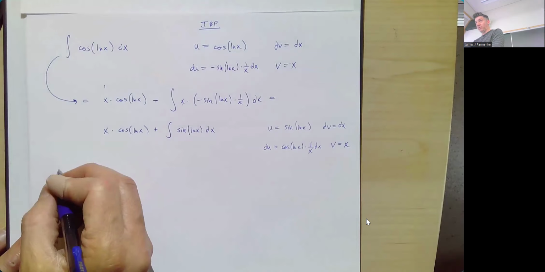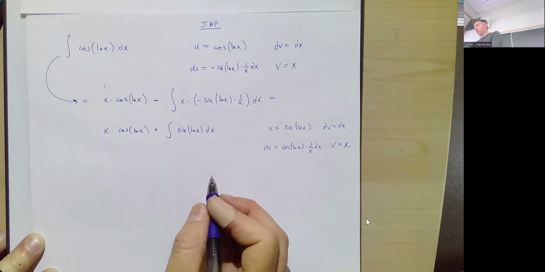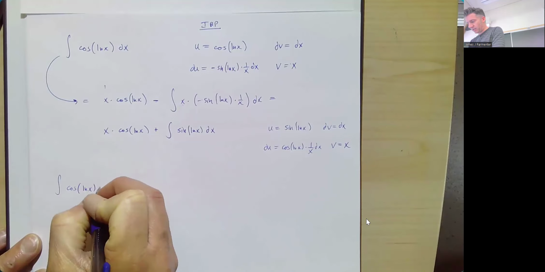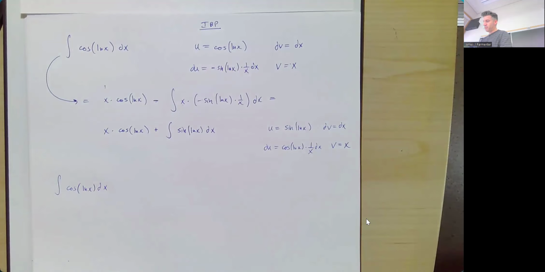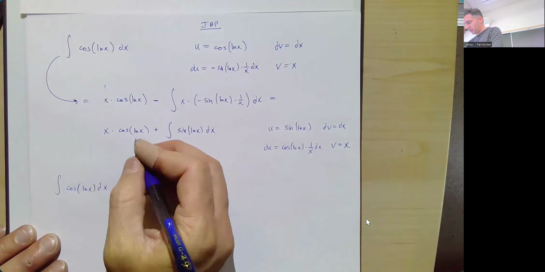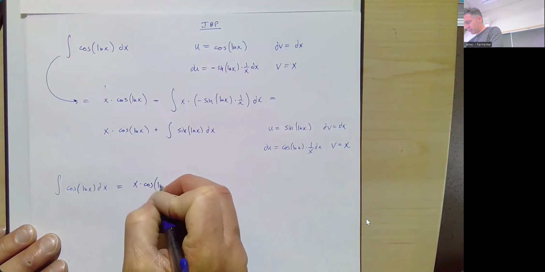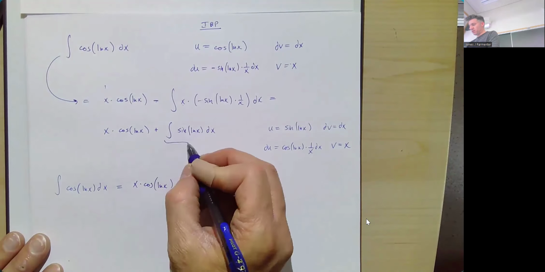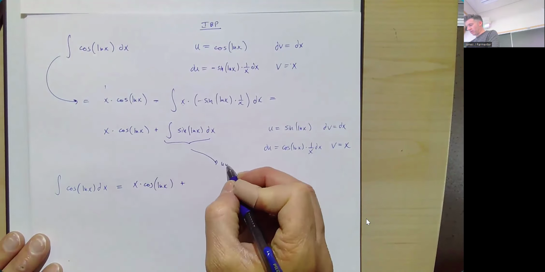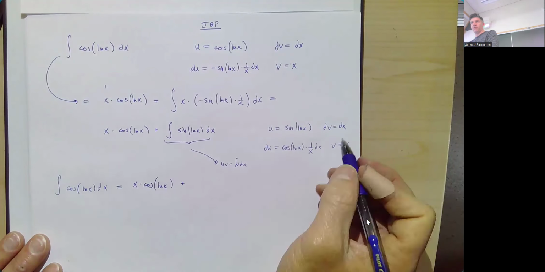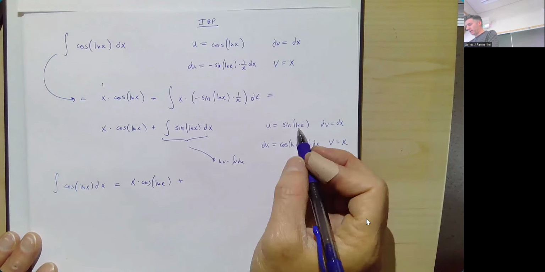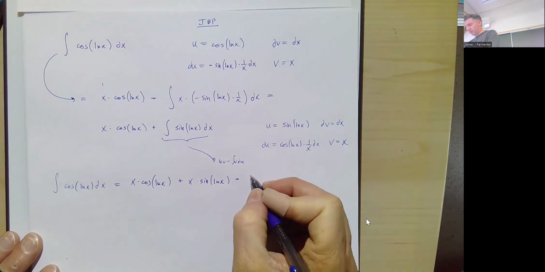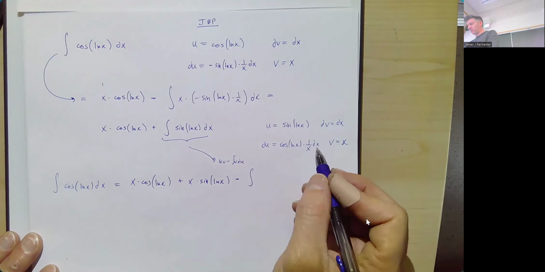Okay. So let's watch what happens here. I'm going to write this out purposely. Normally I would just write equals, equals, equals, but I'm actually going to write that my original integral of cosine of the natural log of x is equal to x times cosine of natural log of x plus the integral of sine of natural log of x, which is going to be the uv minus the integral of v du for these u's and v's over here. So it's going to be x times sine of natural log of x minus the integral of x times cosine of natural log of x times 1 over x dx.